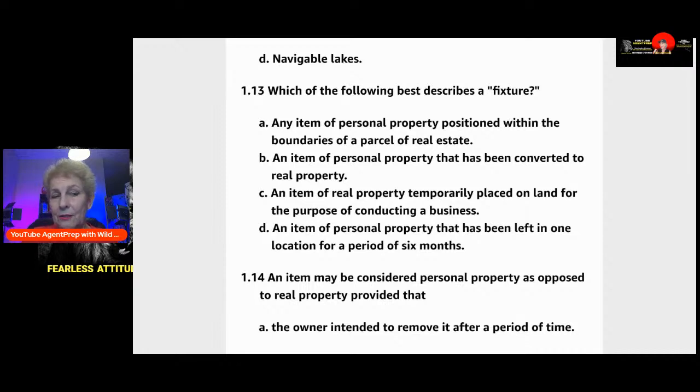All right, no answers? Come on, type your answer in the chat. Okay, the answer is B. Any item of personal property that has been converted to real property. So a fixture becomes part of a home when it's attached to the home, and it goes with the property.